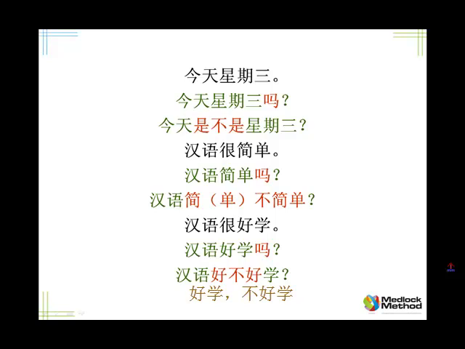Okay. So this is a very important part of Chinese sentence patterns we've learned today. And I think it's now time for us to say, 再见. 再见. Have fun.